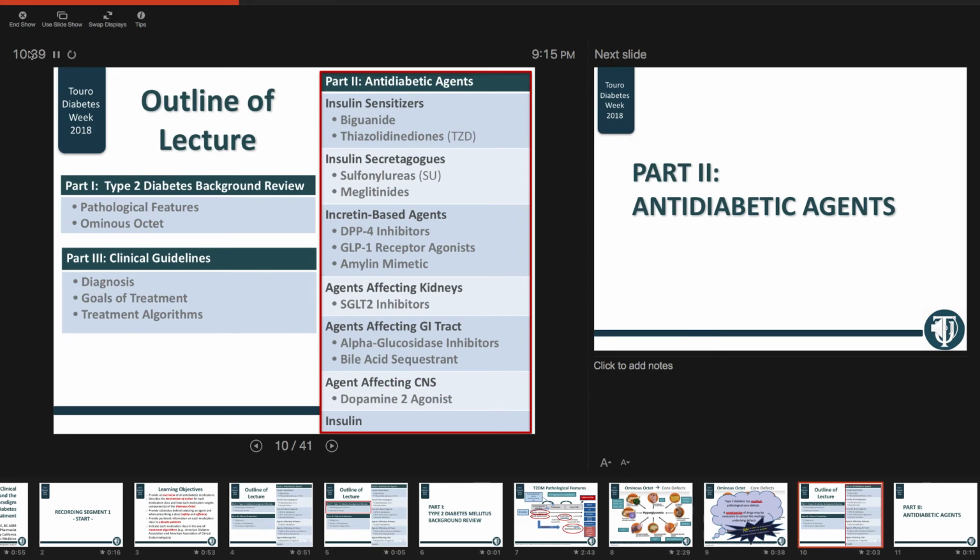The next class would impact our gastrointestinal tract. There are two subclasses called alpha-glucosidase inhibitors and also bile acid sequestrants, or resins. The next class would impact our central nervous system, and it is the dopamine 2 receptor agonist. And the last, of course, is insulin.